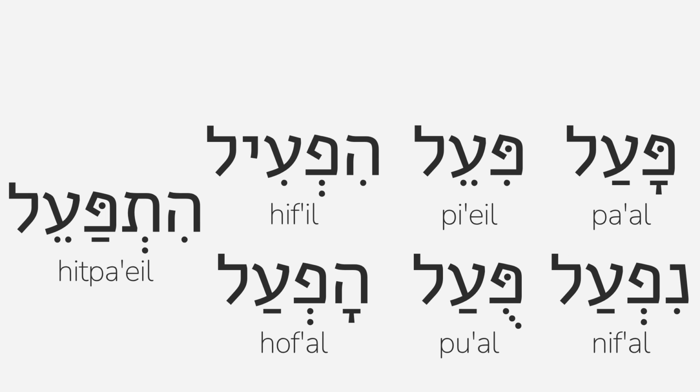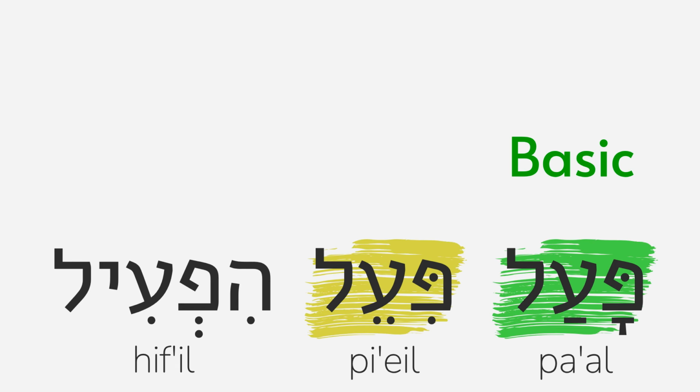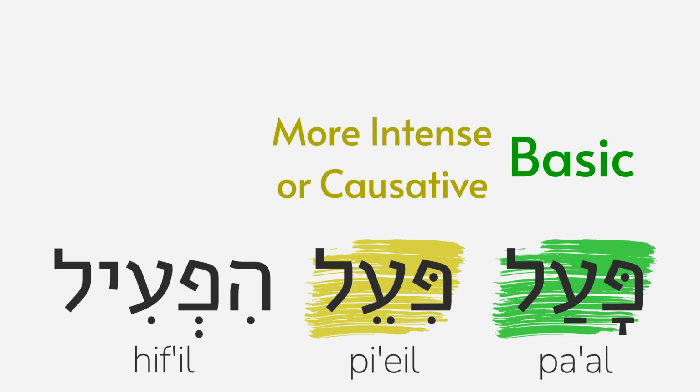So far in this series, we've learned the pa'al, also known as the kal, the pi'el, and the pi'el's passive counterpart, the pu'al. Before we start learning how to make the hifil, let's review how it is often going to be used in relation to other binyanim. When a root is used in the pa'al, or kal, in general, the resulting verb will have the most basic meaning of the root. When the same root is used in the pi'el, the resulting verb can have a more intense meaning or a causative meaning.